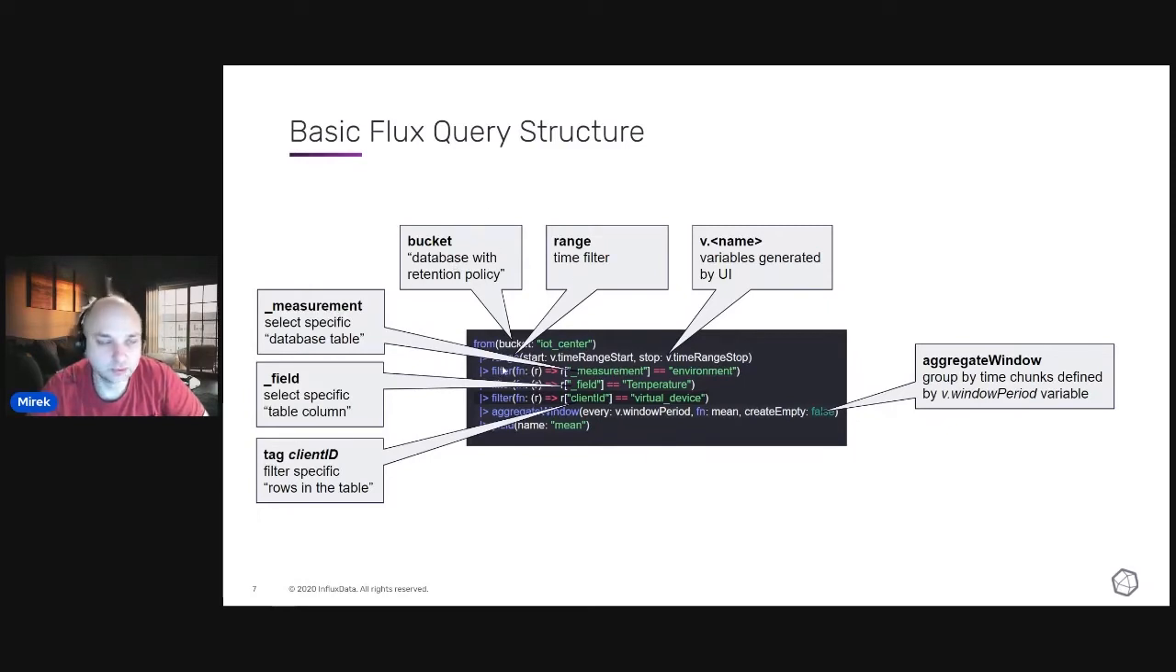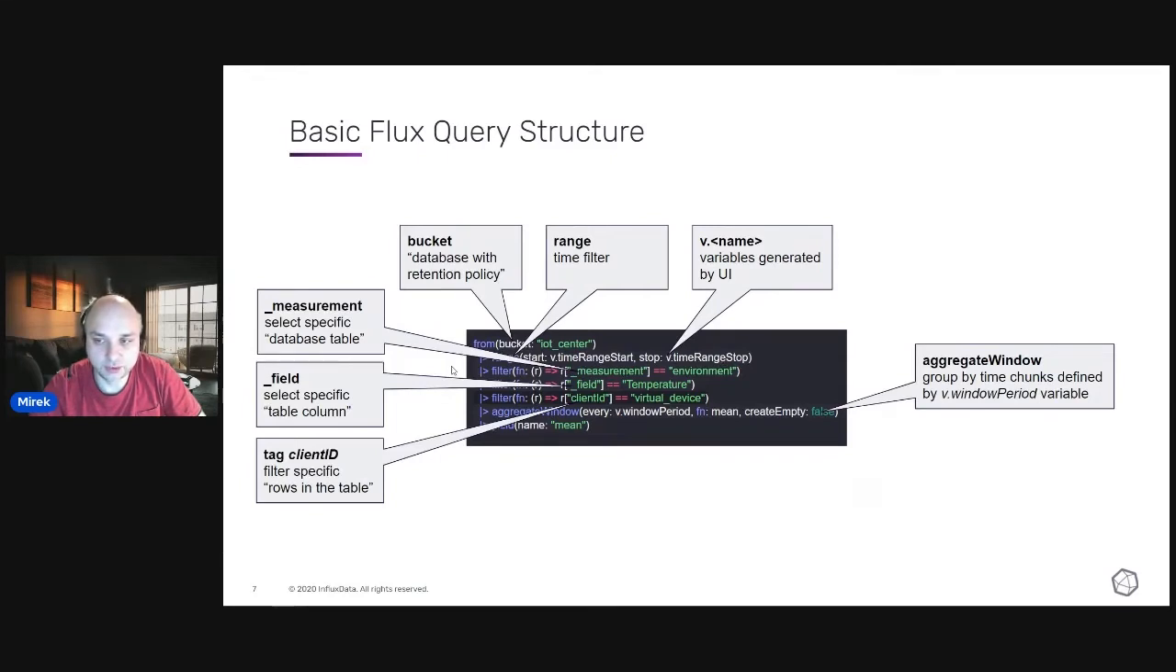The second row is called range, from some start, and there is a time range start, time range stop. Everything which begins with v dot something is a variable that is generated by the dashboard itself. So in this case, these values are defined by the selected filter. Like we selected 1 hour, but we can select something more, and these variables are automatically updated based on this filter.